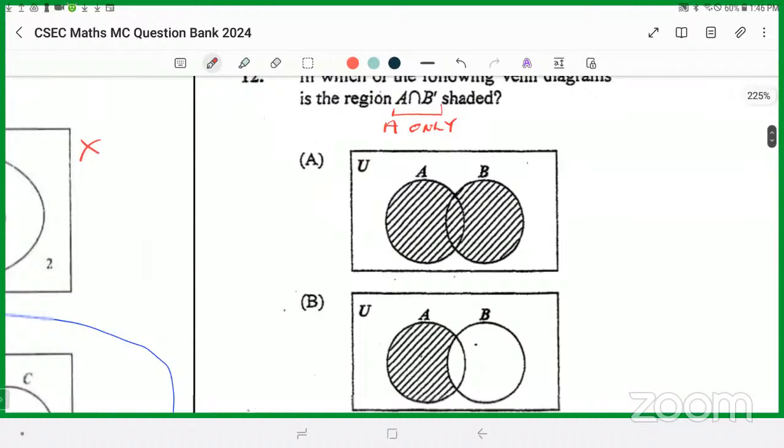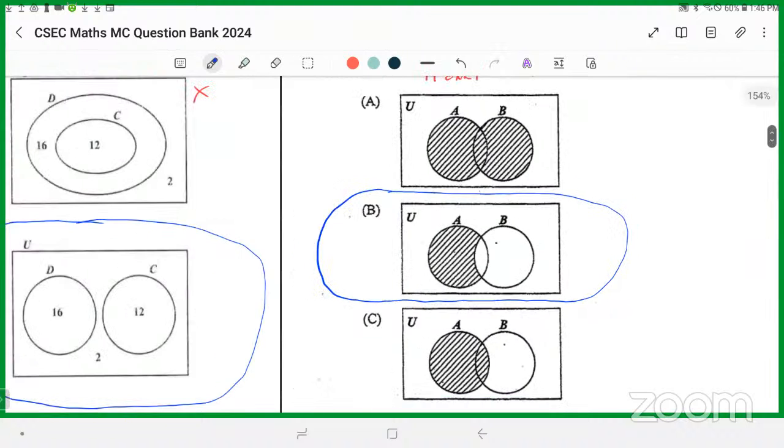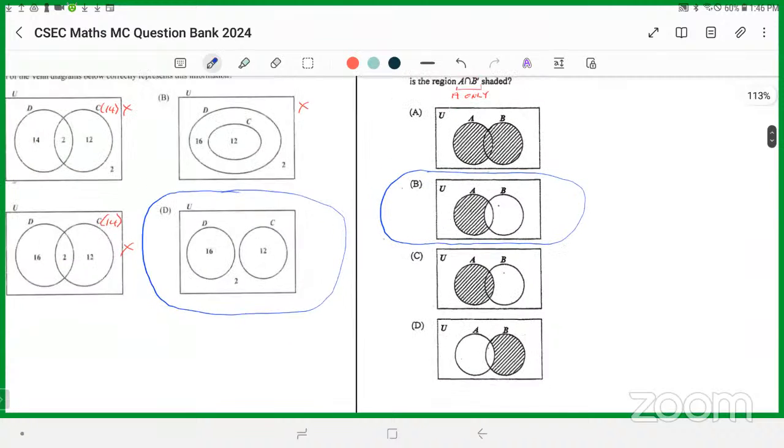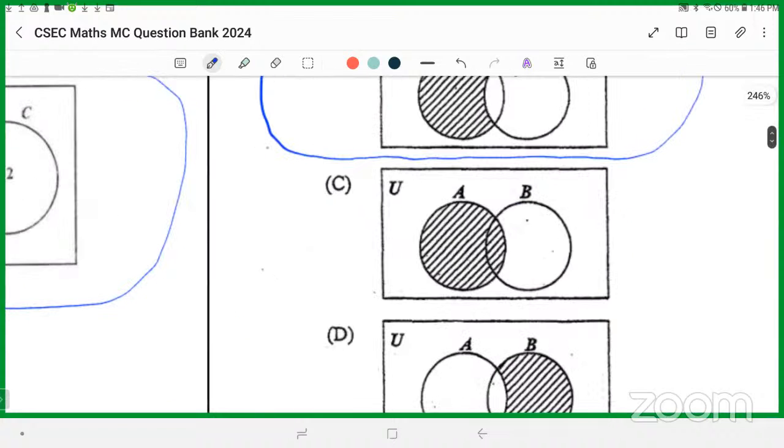So it's A only. So say to yourself, this is A only. Only A is shaded. See? No part of B is shaded. So you want to be in A, but you don't want to be in B. So this is the answer right here. A only. That is it. Hope everybody got that.